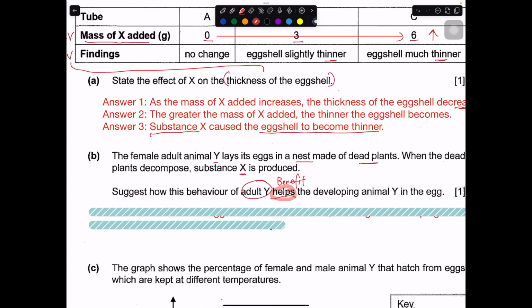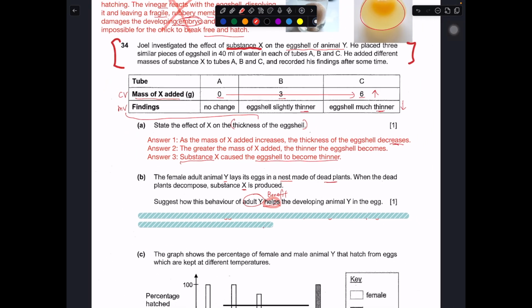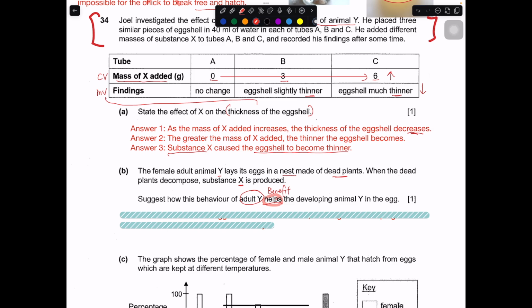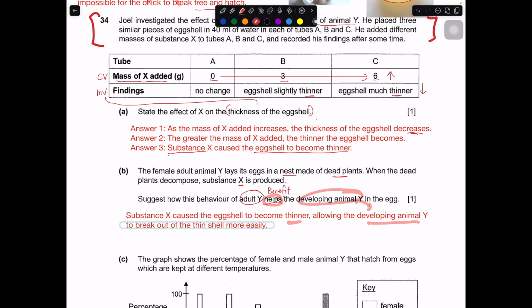Okay, so one possible reason is that when the eggshell is rather thinner, the chick can break free of the shell more easily. So you can write it in this way. Okay, substance X causes the eggshell to become thinner, allowing the developing animal Y to break out of the thin shell more easily. So it can hatch more easily. Indirectly, I'm trying to say that it can hatch more easily. Okay, so this will be part of the answer for part B.